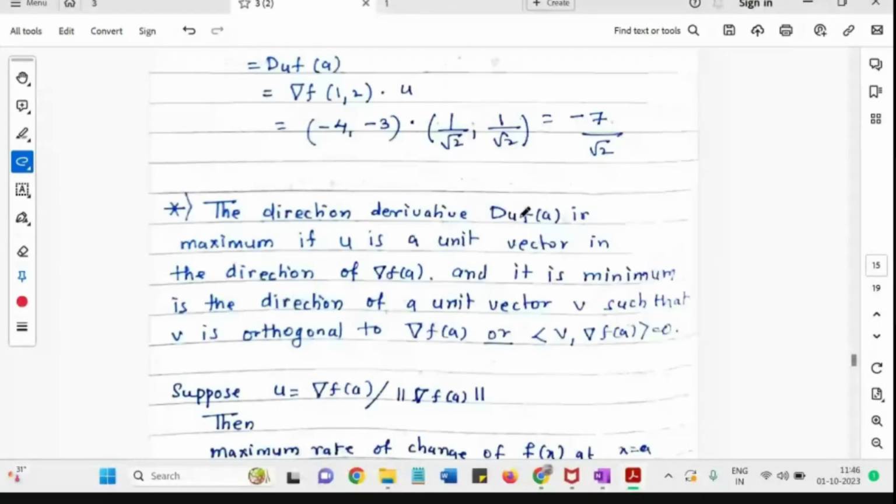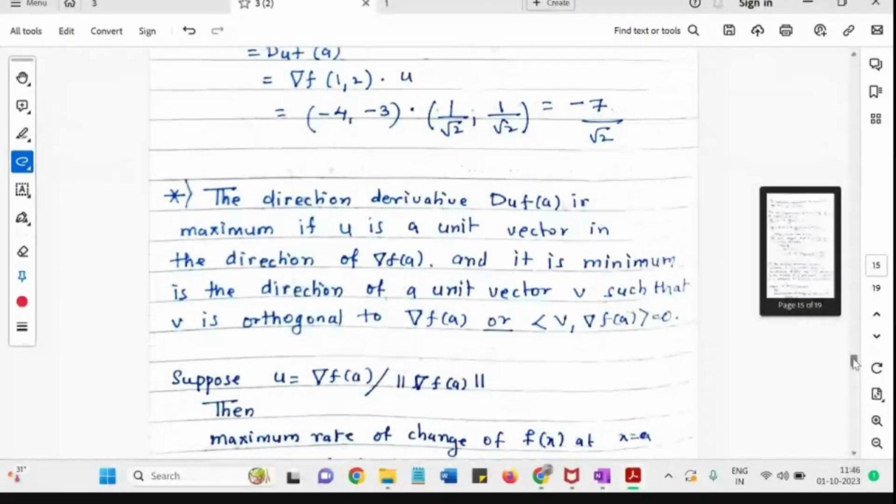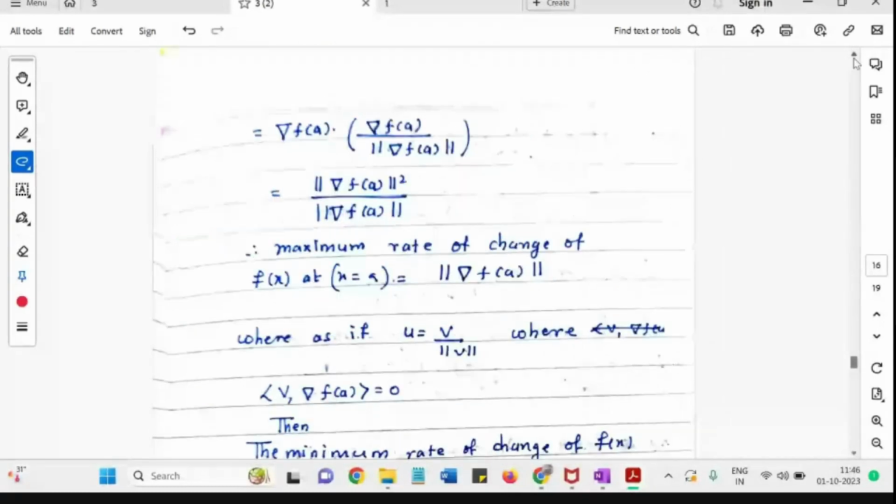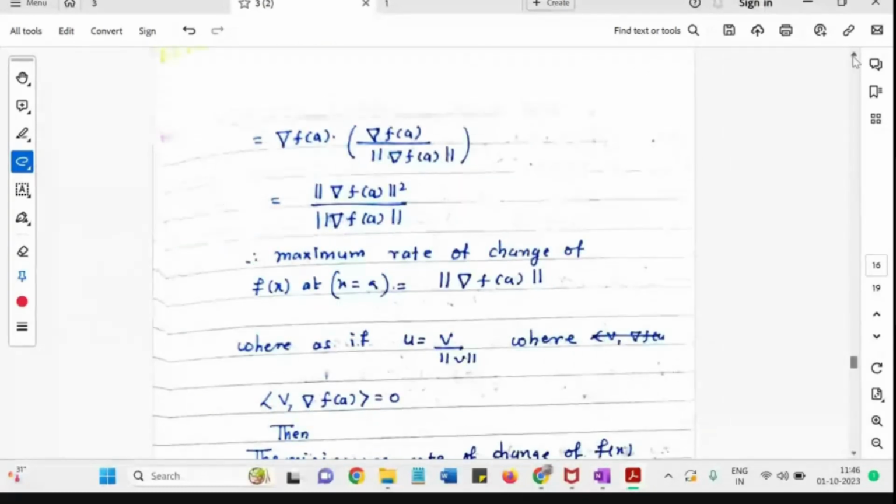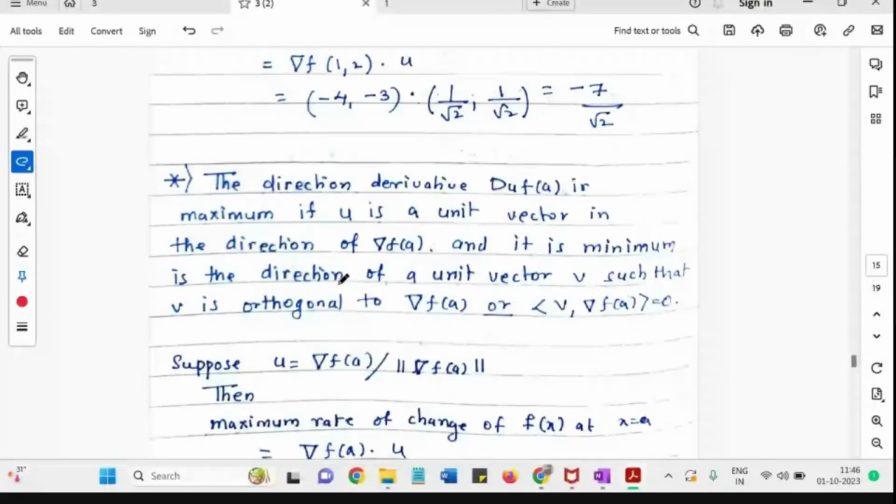Okay, now here are some results which will be useful. The question is, in which direction is the rate of change of the function maximum? So here is the result which says that the directional derivative D_u f is maximum if u is a unit vector in the direction of grad f, and it is minimum if I take a vector which is orthogonal to grad f at A. And how will you find the vector which is orthogonal to grad f at A? The dot product of that vector with grad f at A should be 0.